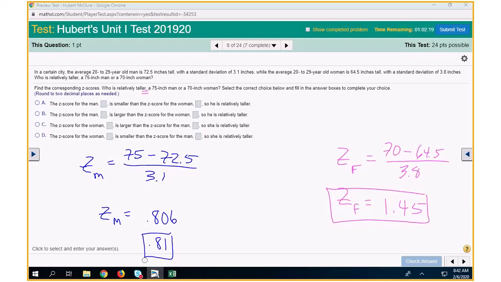Now, I did show y'all LBJ versus Shaq, right? This is the same question, only it's not 80, it's 70. She's 70 instead of Shaq being 80. So, y'all read it. Which one is it? It's smaller. That's good. Okay, so it's either alpha or delta. It's alpha, because it says the Z-score.